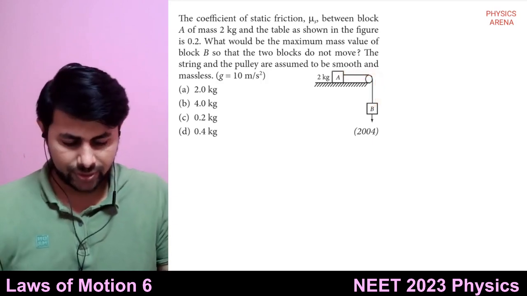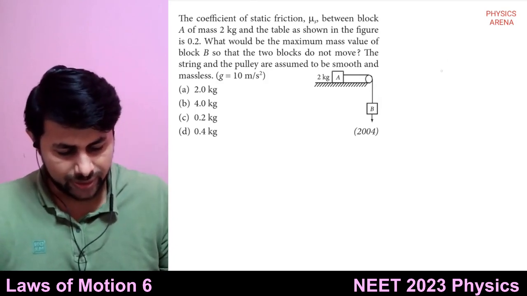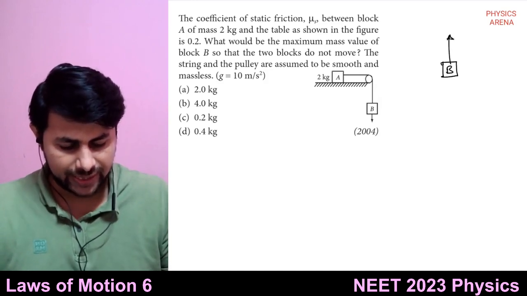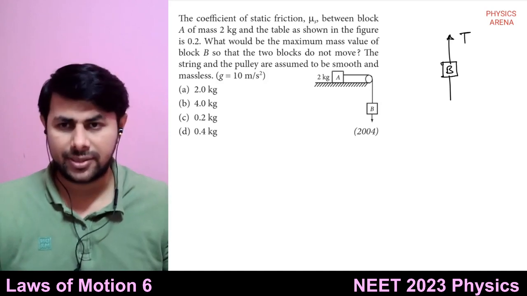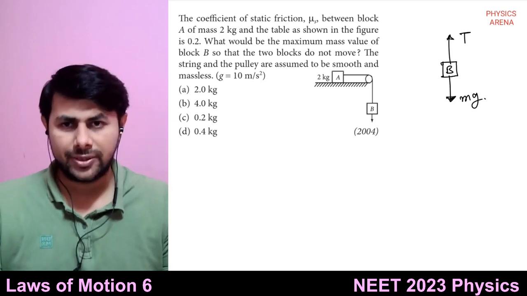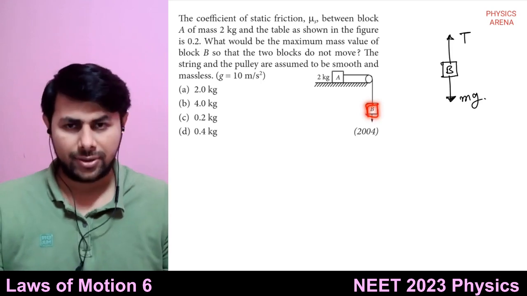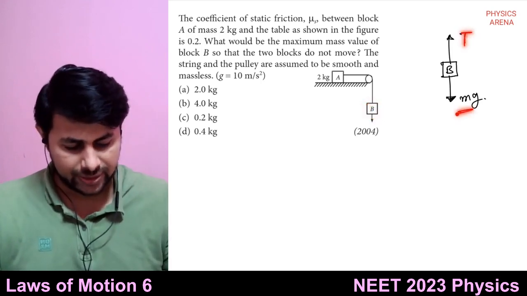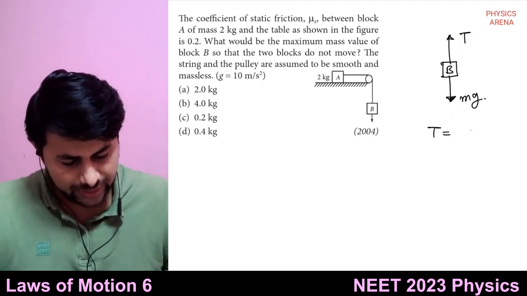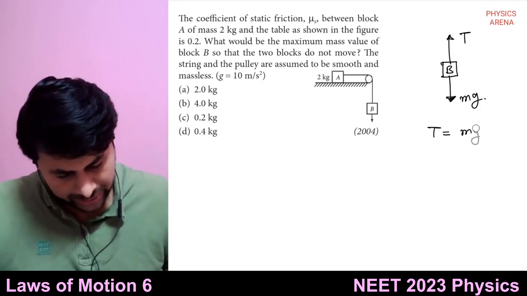So this is again a simple question. If you think about this block B, it's not moving. That means what are the forces acting on it? One is the tension in the string and the other force is its weight downwards. If it is not moving at all, that means this tension acting upwards is equal to mg. So you can say T is equal to mg. And how much is its mass?